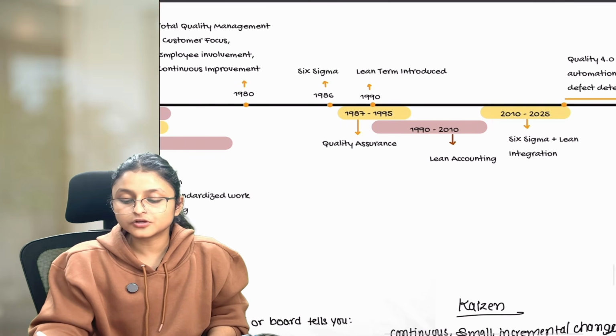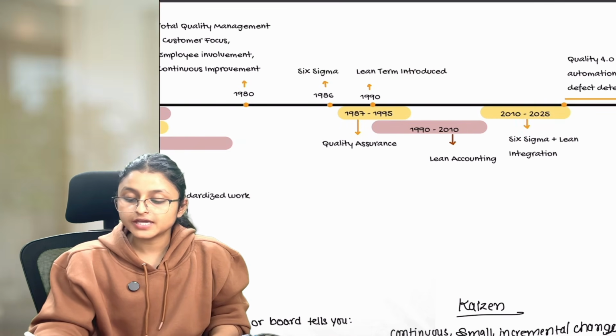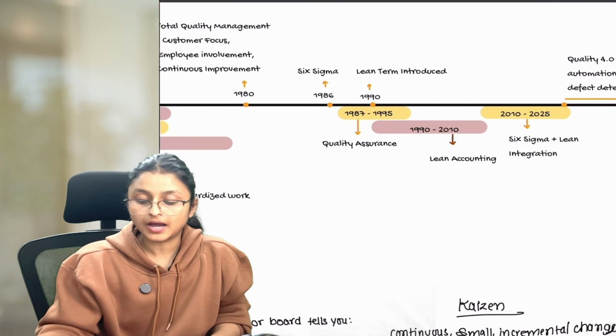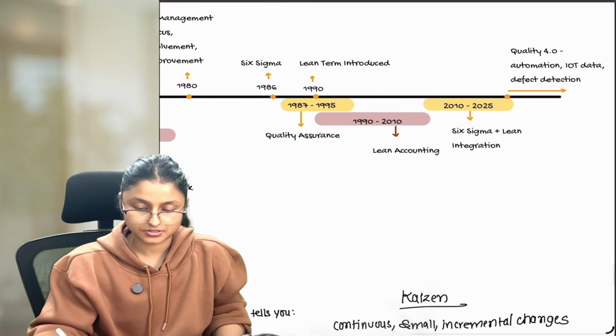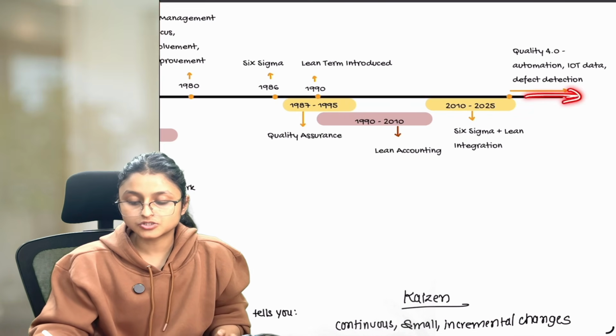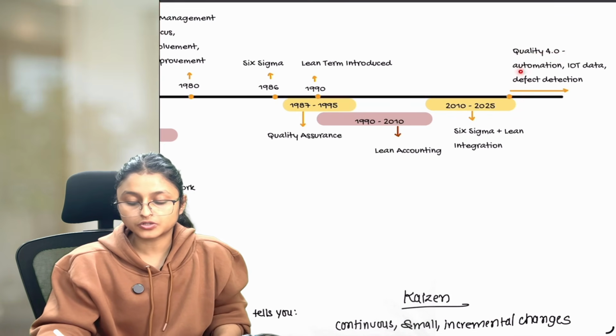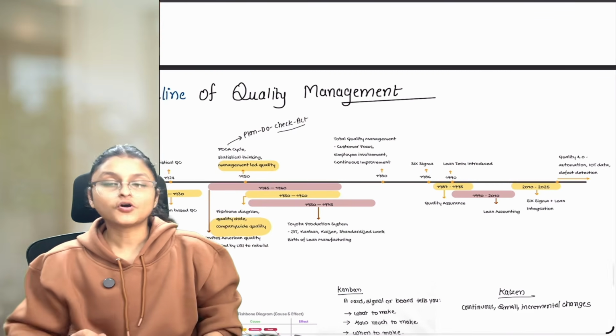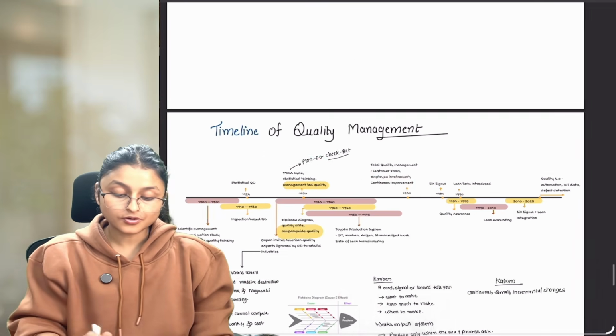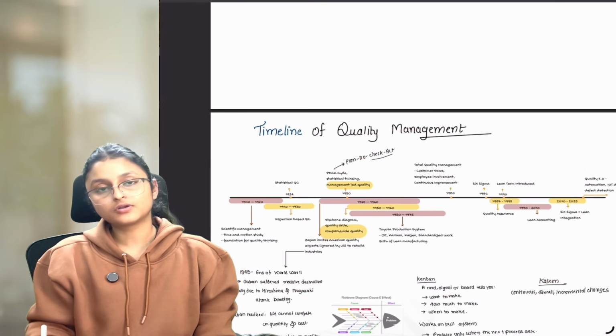Then came the period of 2010 to 25, where we are combining Six Sigma and lean together and it is being used by the organization. Then the current situation, which is quality 4.0, where we are using automation, IoT, data and defect detection for managing the quality. So this is the whole timeline of quality management.